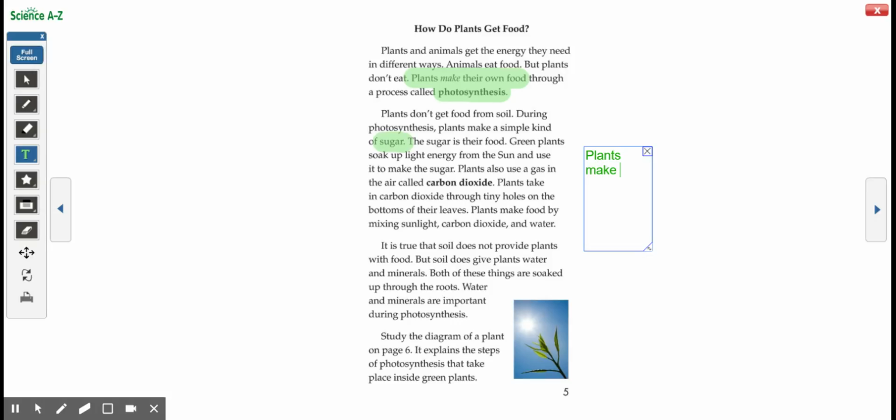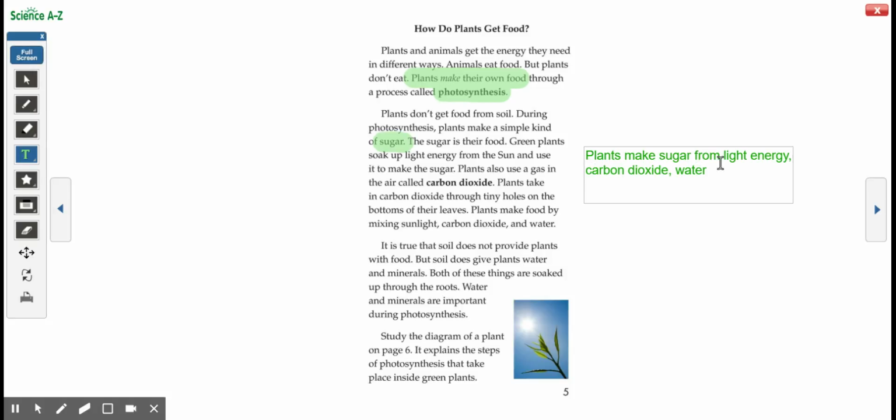Plants make sugar from light energy. This should sound familiar. Carbon dioxide. Let's see if I can make it bigger. Plants make sugar from light energy, carbon dioxide, water, and of course the chlorophyll.